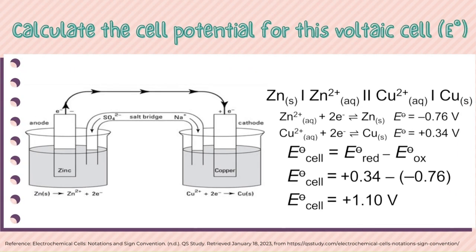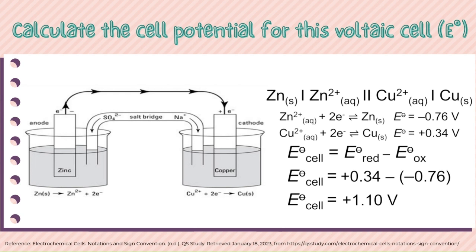Using the example for number 2, we can actually calculate the cell potential for this voltaic cell of the half cell of zinc and half cell of copper. Here we have the electrode potential values for the zinc half cell and the copper half cell. For the zinc, we have negative 0.76 volts, and for copper, we have positive 0.34 volts. So we can now input these values using this equation.